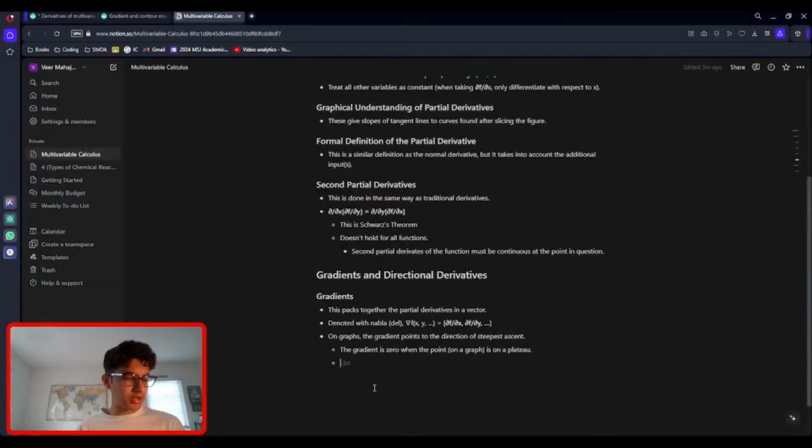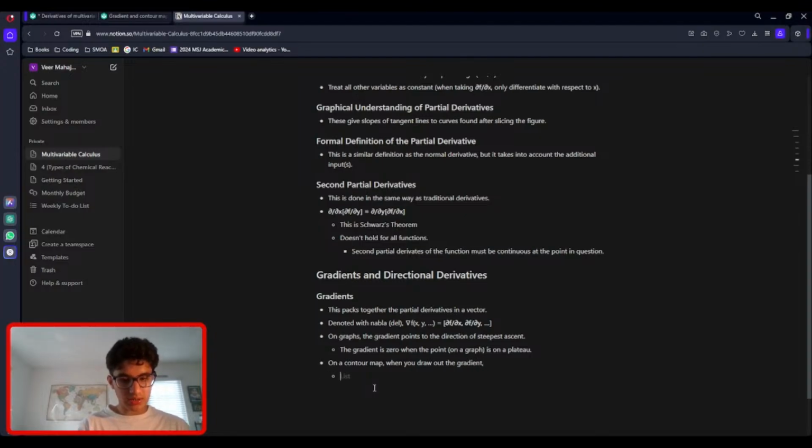Let's describe this in more detail though. So let's go here. On a contour map, when you draw out the gradient.